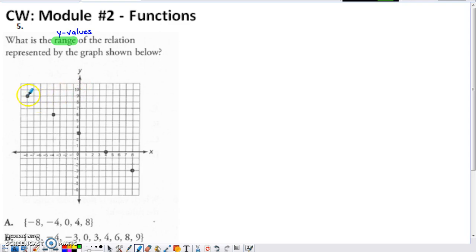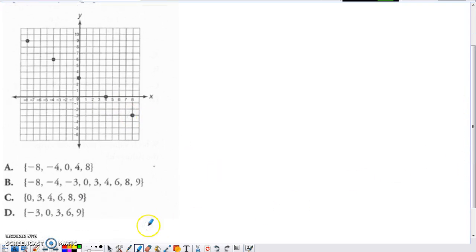We've got a point plotted here at a y of 9, a point plotted here at a y of 6, we've got a point at a y of 3, a point at a y of, I guess that'd be 0 if we're not moving up or down at all, and then a point at the y of -3. And if you look at the options, we need to pick the option that has all of those y values that we just rattled off, and I think it's pretty obvious that it's going to be choice D.